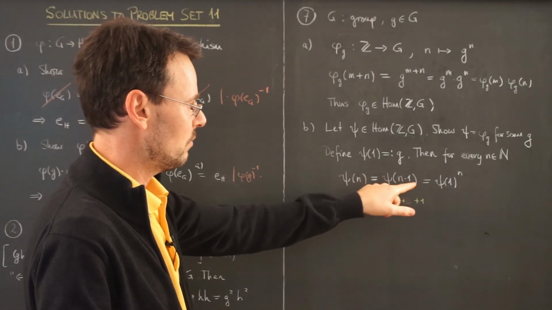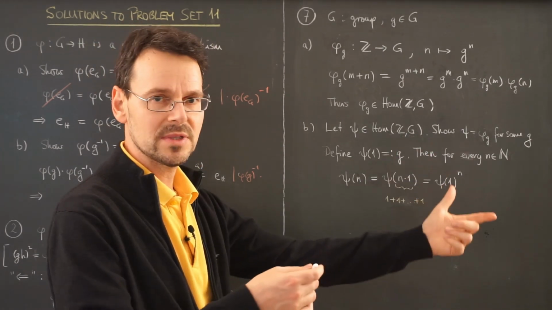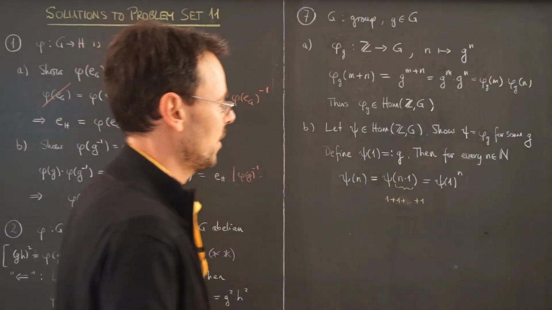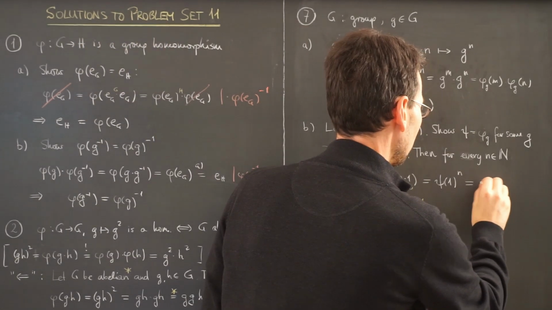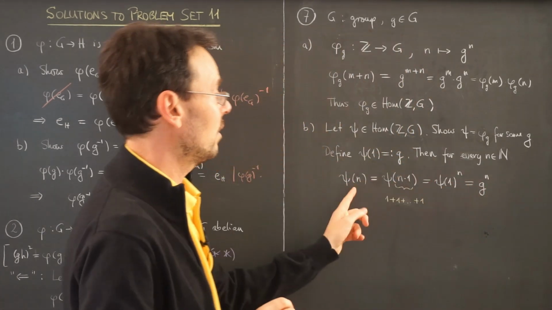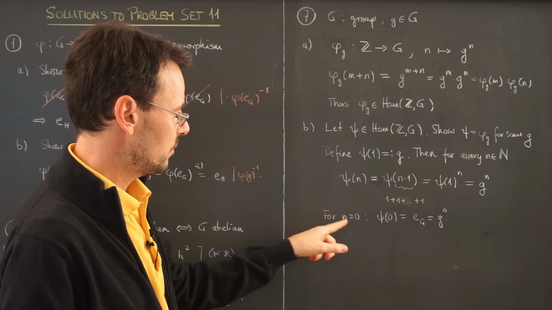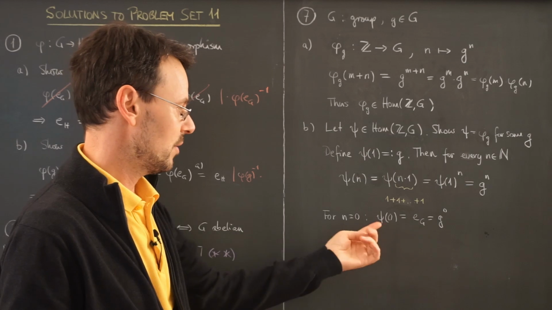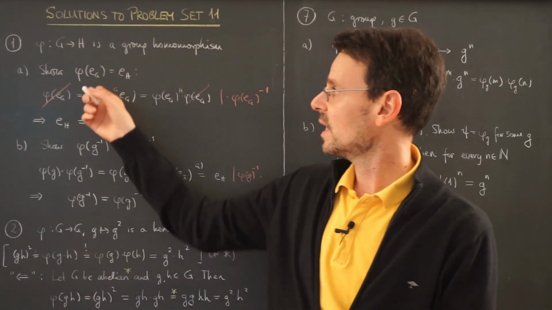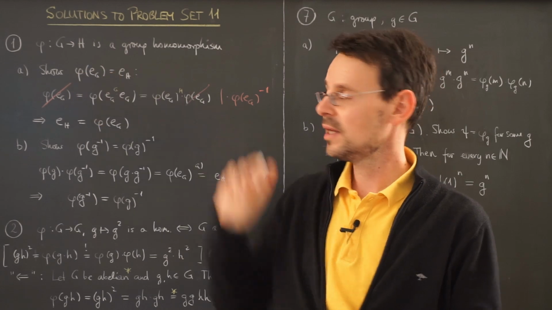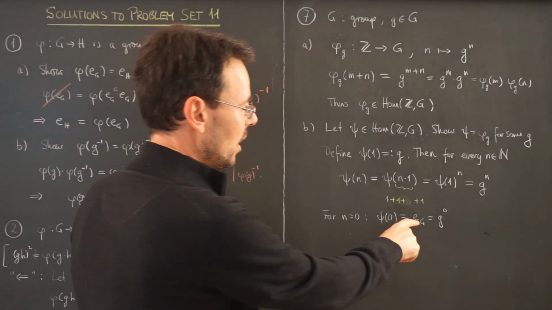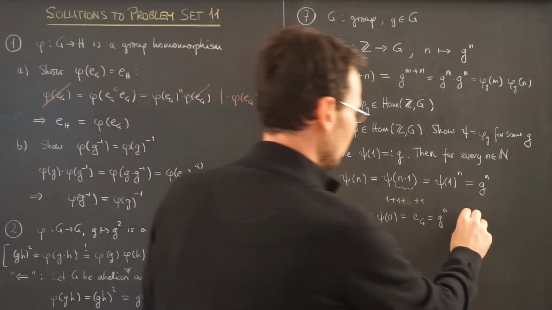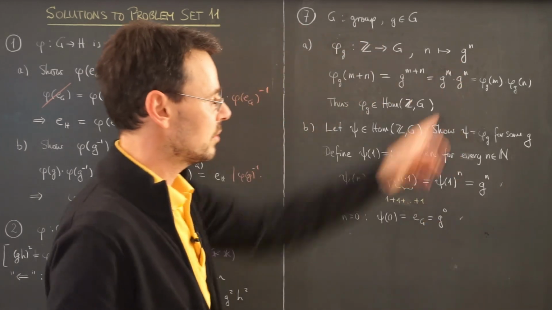Psi of 2 is psi of 1 plus 1 is psi of 1 times psi of 1. This is psi of 1 squared, because psi is a homomorphism. So this is nothing but g to the n. This looks good. Also for n equals 0, psi of 0 must be the identity of G. Why? Because psi is a homomorphism, and we proved exactly that a homomorphism maps the neutral element always to the neutral element. And the neutral element by definition is g to the 0th power. So also for n equals 0, this looks good.